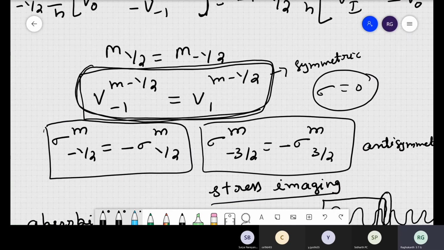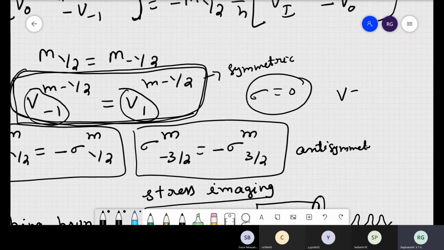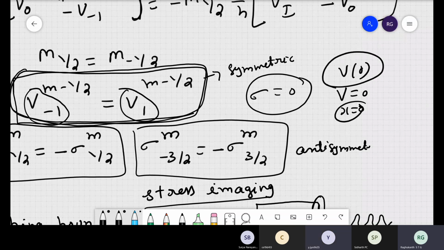Now, what is velocity here? V minus 1 is the same as V, since it is symmetric. So what happens? Your velocity at the surface becomes what? What will be the velocity at the surface at x equal to 0? What will be V of 0? Because of symmetry, this plus this, the velocity becomes doubled actually.